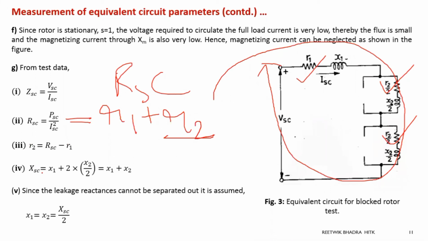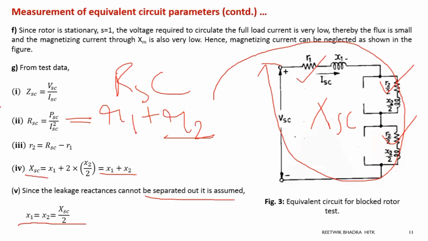Next, you can calculate your XSC. Again, same thing. What will be the impedance? You can do X1 plus X2 by 2 plus X2 by 2, so that gives you X1 plus X2. Generally, by any experimental method, we can't separate X1 and X2 out, so both are taken to be equal. So X1 is equal to X2 is equal to XSC by 2.